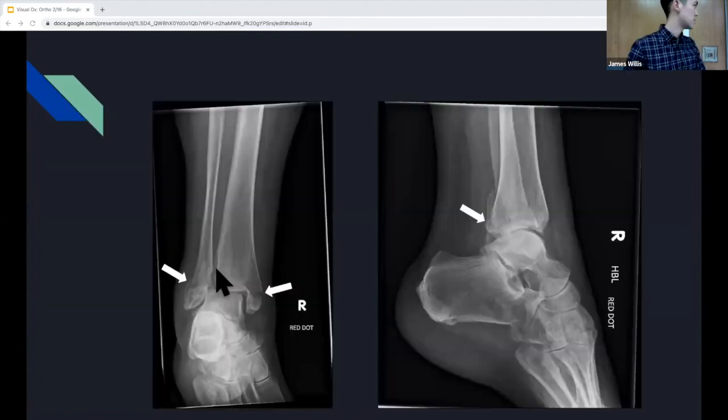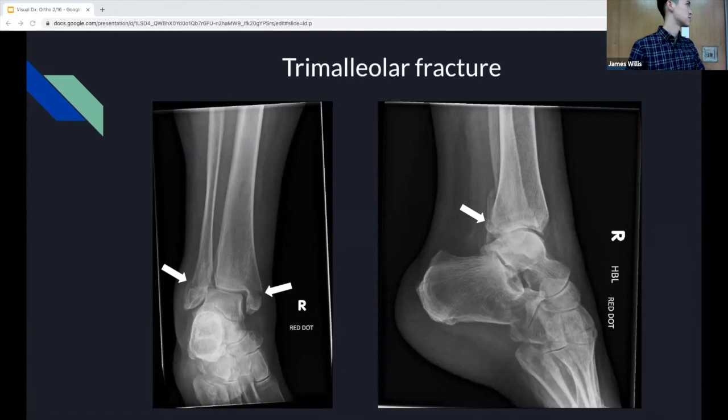Based on the arrow signs, what do we think this is? Any guesses? Anyone? All right, so it's a trick question. It's a trimalleolar fracture. Technically, this would be a Weber type A though, because the fibular fracture is right there. A to a B maybe.